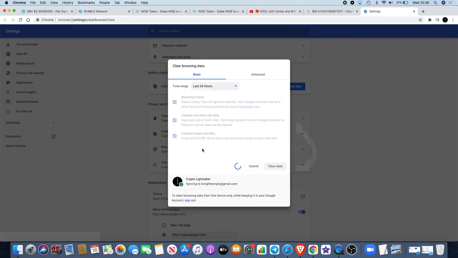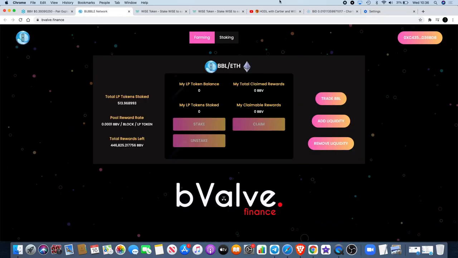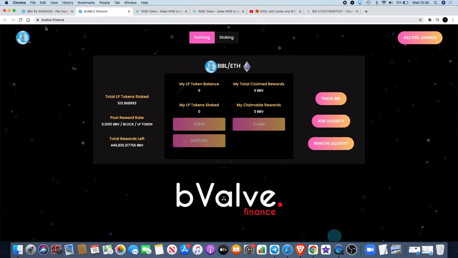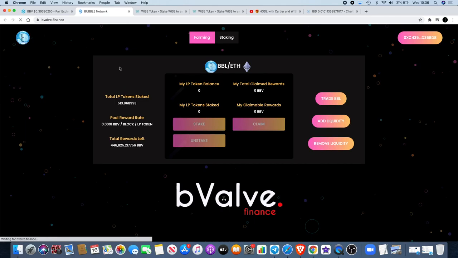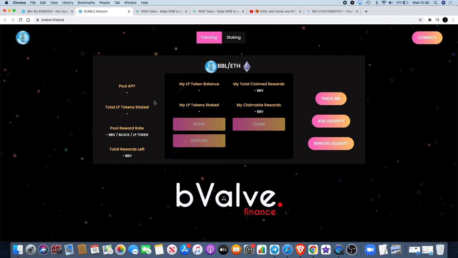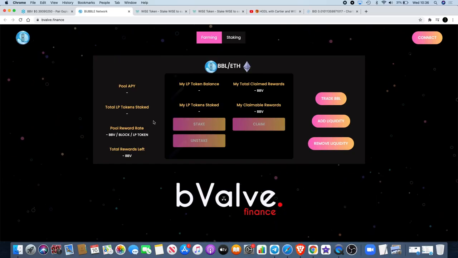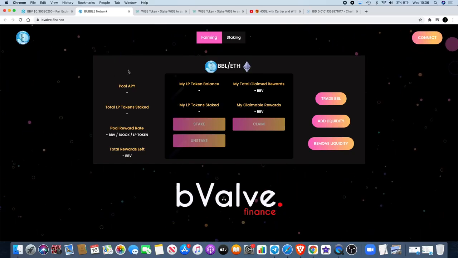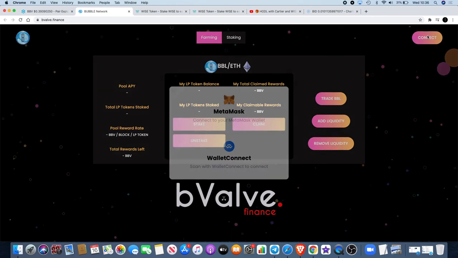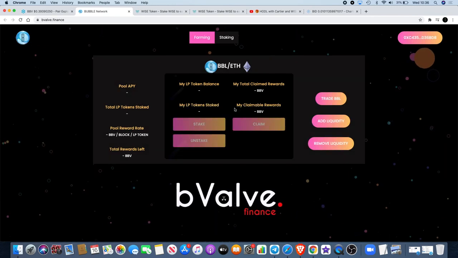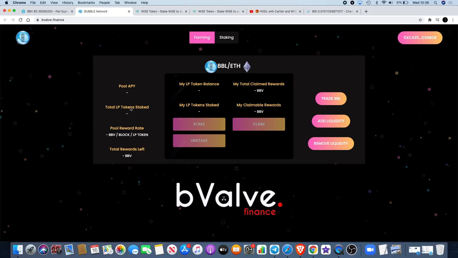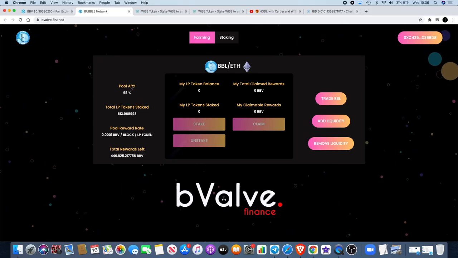All right, guys, we just wait for that to load. Okay, that's done. Let's close that down and refresh this, and everything should show up properly. Sometimes you have to do that when you're dealing with these interfaces, because they can be quite complex systems. Now, as you can see, some of the things that weren't there before are showing up. The pool APY wasn't there before. We're just going to connect my wallet again, and there we go.